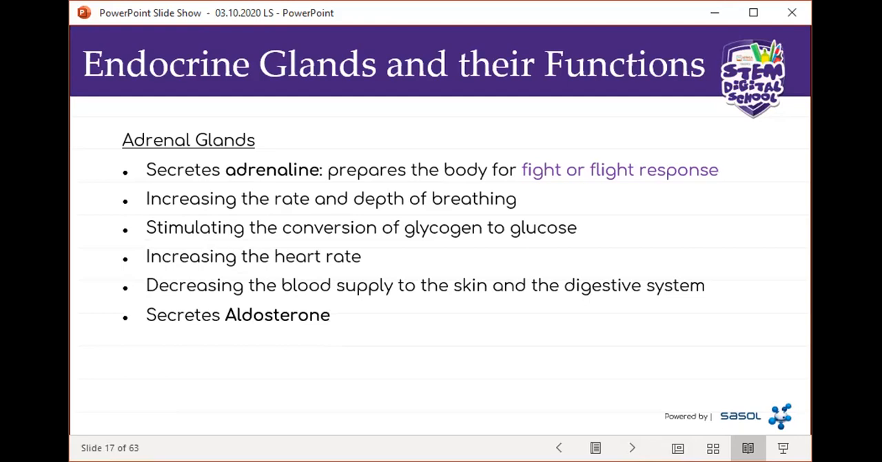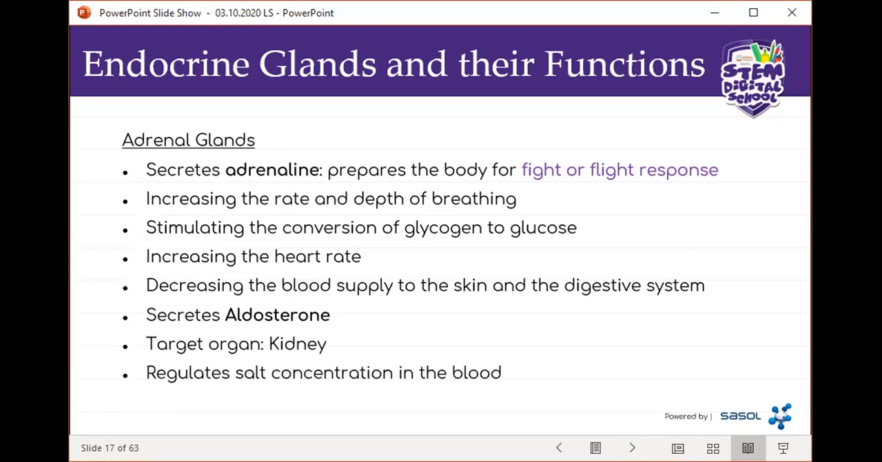And then another hormone which is secreted by the adrenal glands is aldosterone, right? Aldosterone. So the target organ for aldosterone is the kidney, and it regulates salt concentration in the blood.